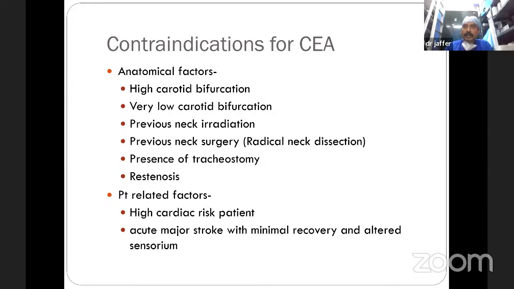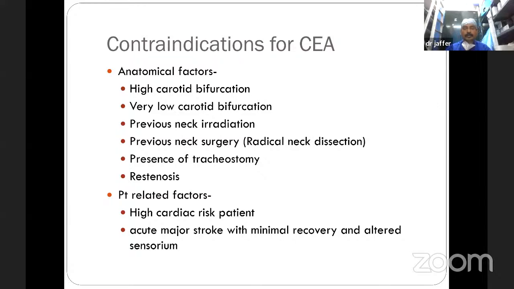Then a very low carotid bifurcation, at the level of the root of the neck. There also it is going to be difficult, because sometimes on the left side, the left pleura can be involved, leading to a pneumothorax. Hence, we avoid it in such patients. Then any history of previous neck irradiation or previous neck surgery, for example, radical neck dissection. A lot of adhesions will develop, so it is very difficult to get access to the artery. The presence of a tracheostomy tube is always an impediment for carotid endarterectomy. And a patient who develops restenosis after the initial carotid endarterectomy. So these are the anatomical factors.